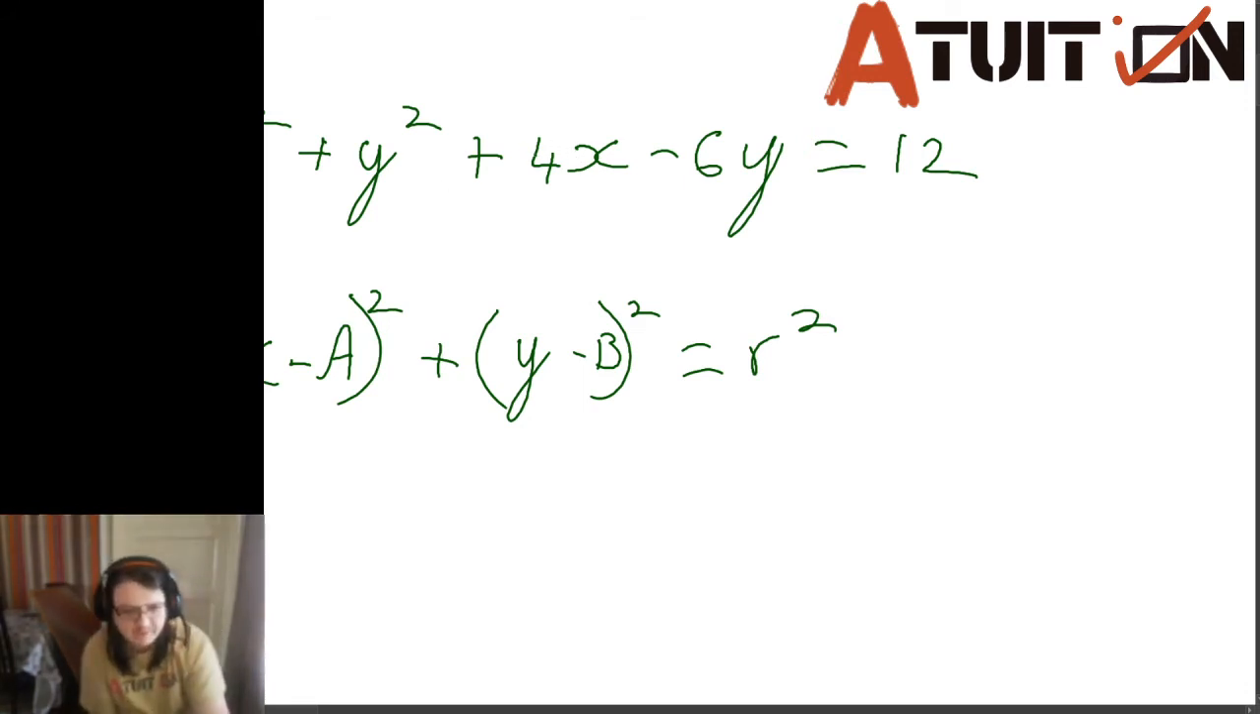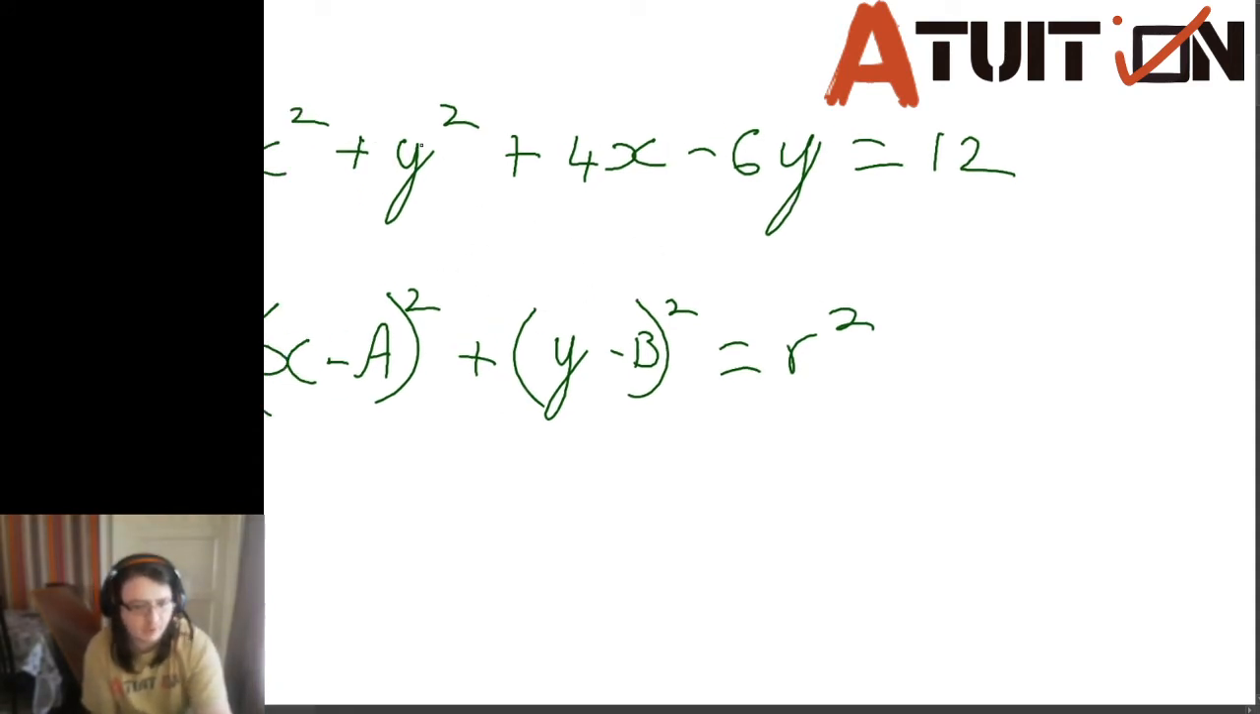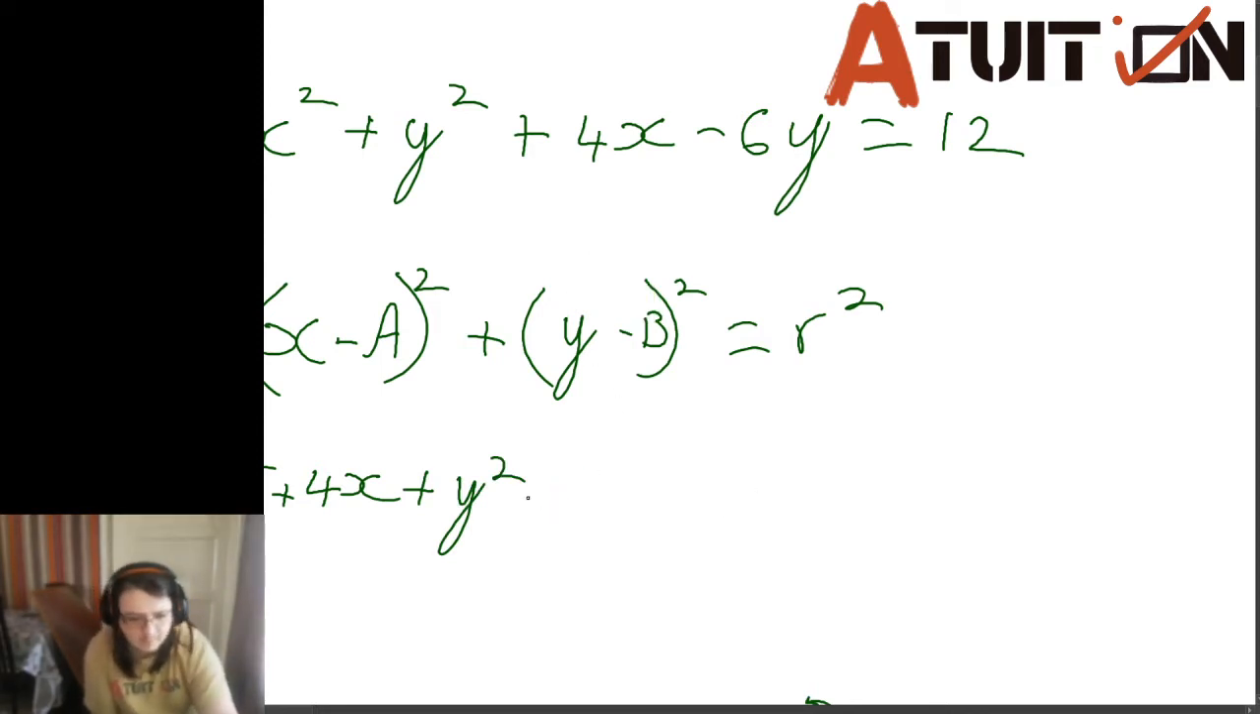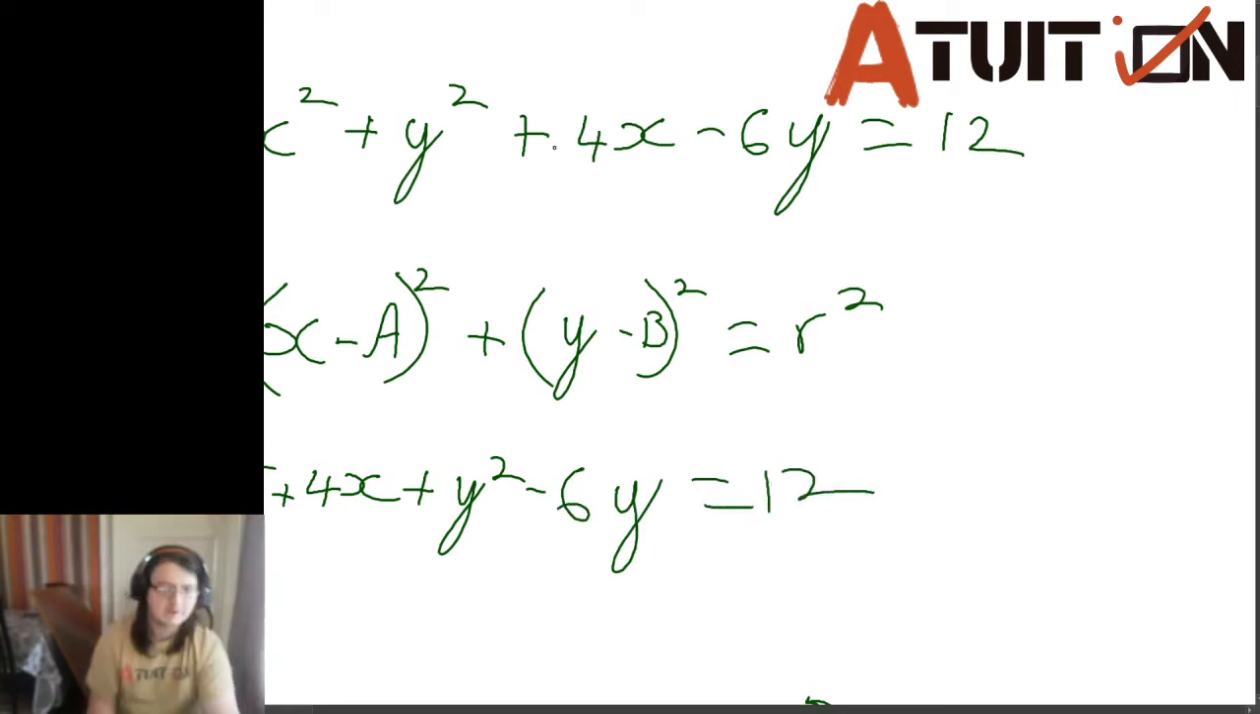Let's put the x's and the y's next to each other. To do that, I'm literally just going to swap the y squared and the 4x around. So we've got x squared plus 4x, and then plus y squared, not plus, minus 6y, and that equals 12, because we haven't changed anything. We literally just swapped those around. You still with me so far?